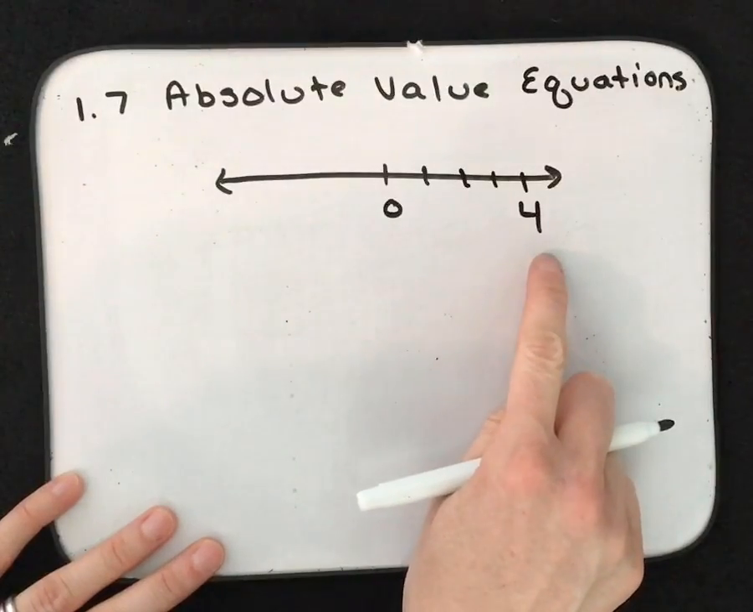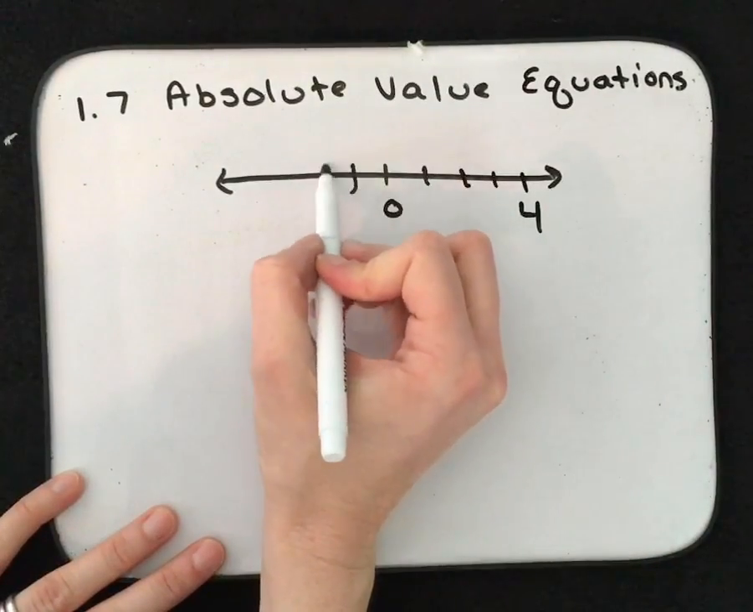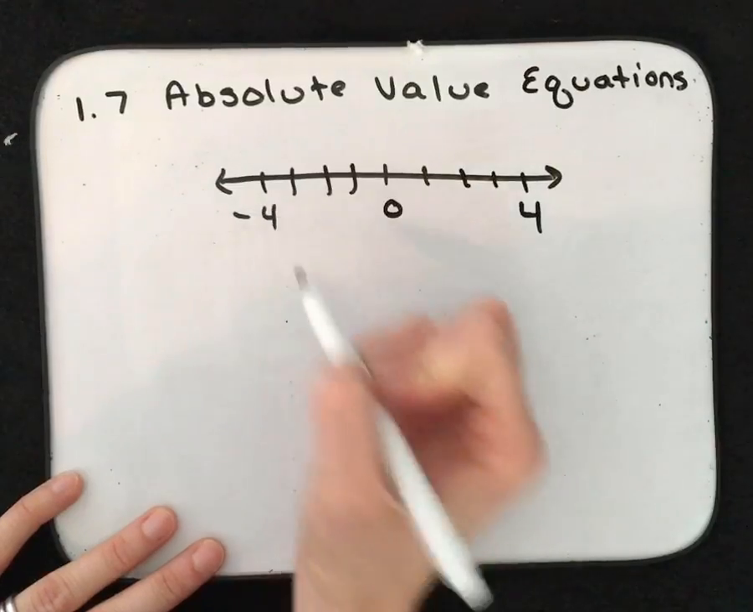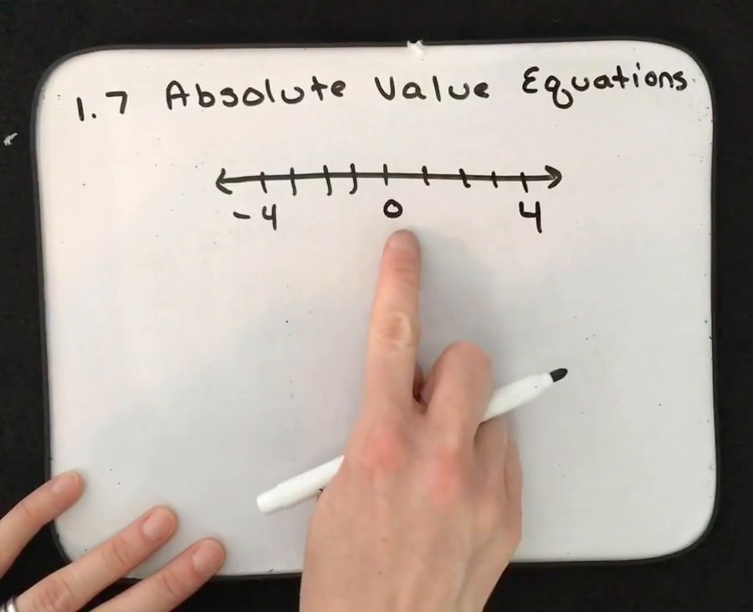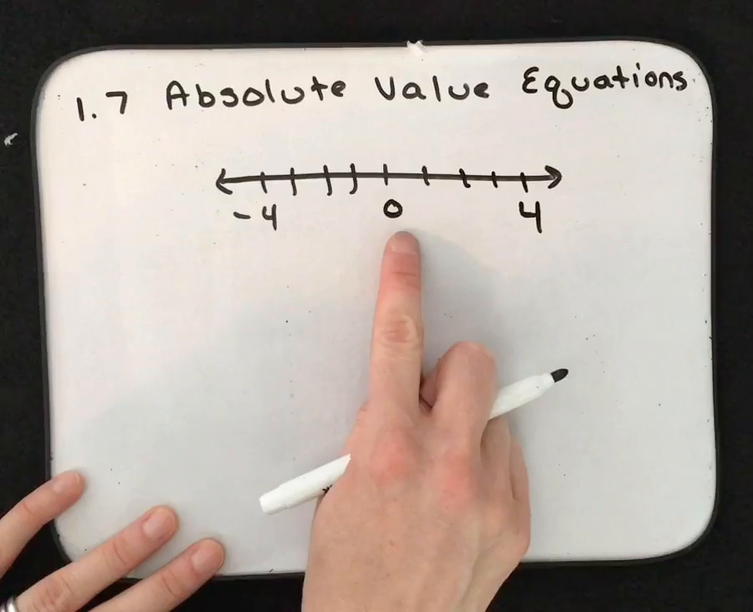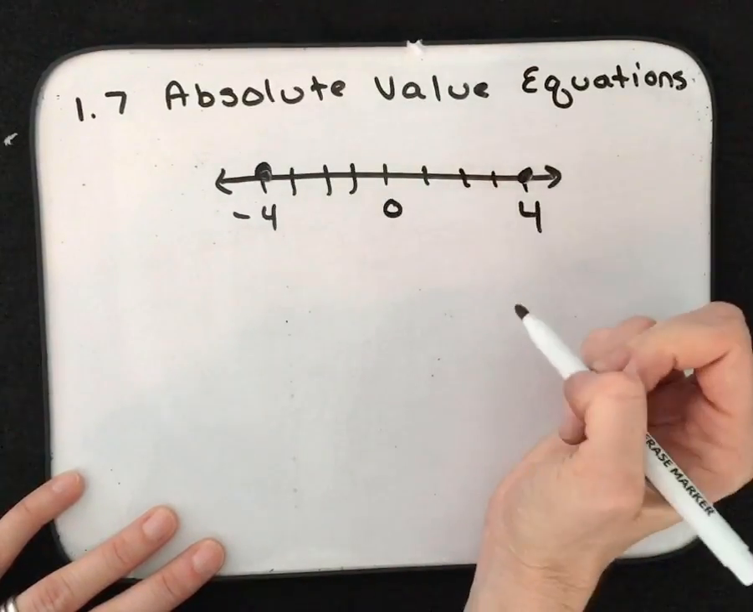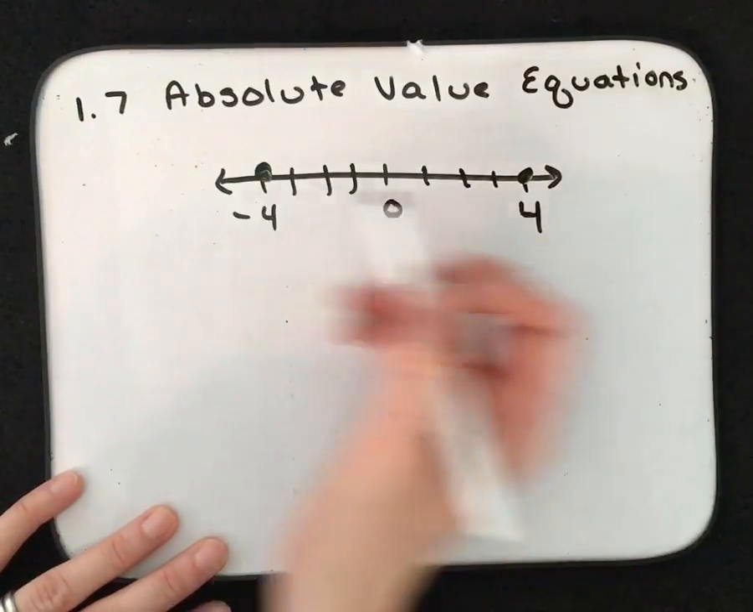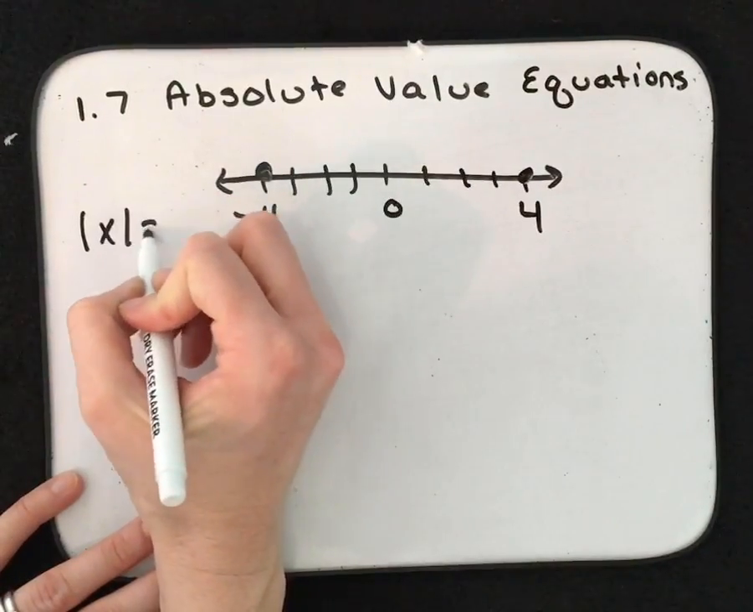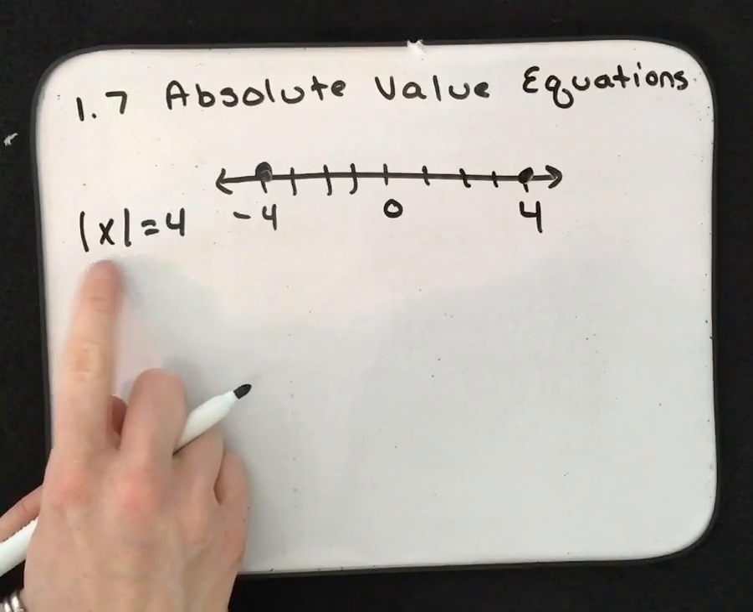So that could be in the positive direction, or I could be looking at 4 spaces from 0 in the negative direction. So the absolute value is looking at the distance from 0. So you have to consider the distance in the negative direction and the distance in the positive direction. The absolute value is written like this with the 2 long bars.